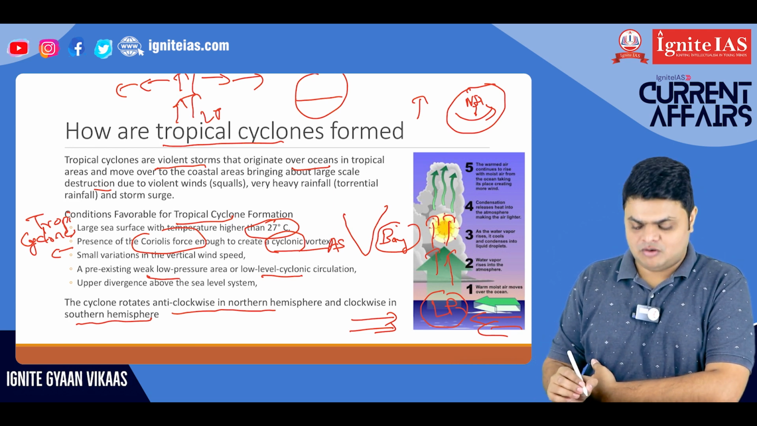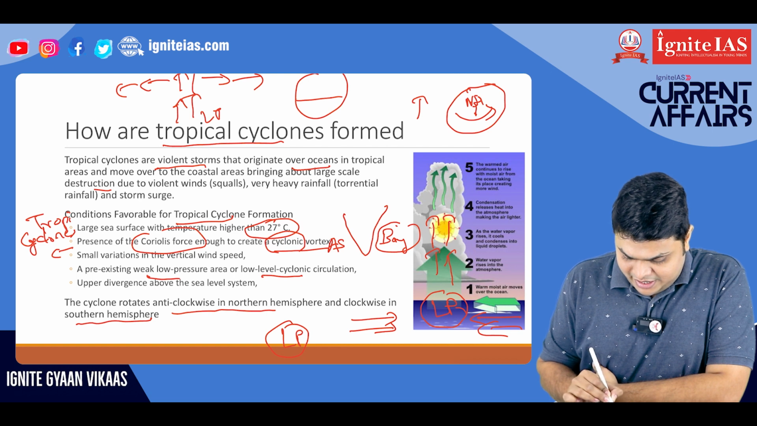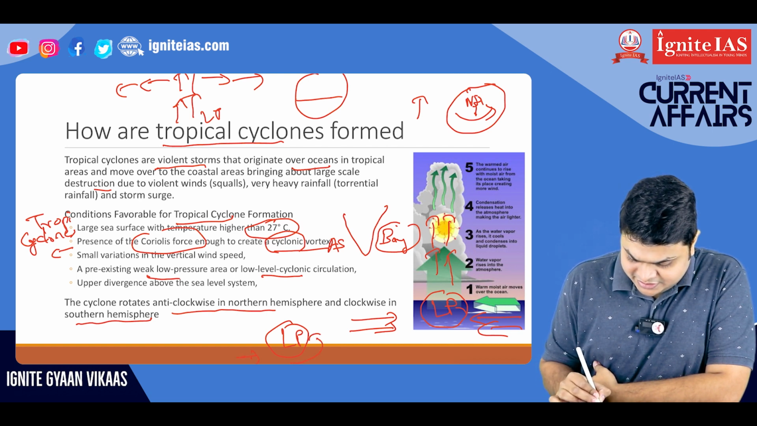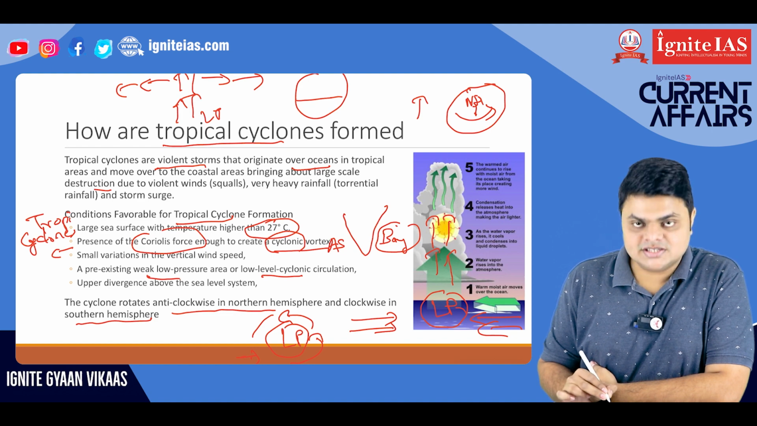Once the low pressure area is formed, suppose this is the low pressure area, it attracts wind, and due to the Coriolis force, the wind deflects towards the right, and this kind of anti-clockwise circulation is formed. This causes a cyclonic storm.